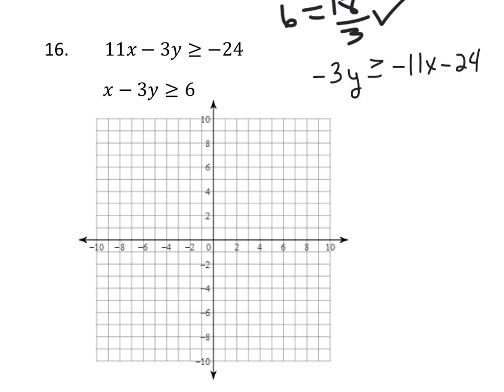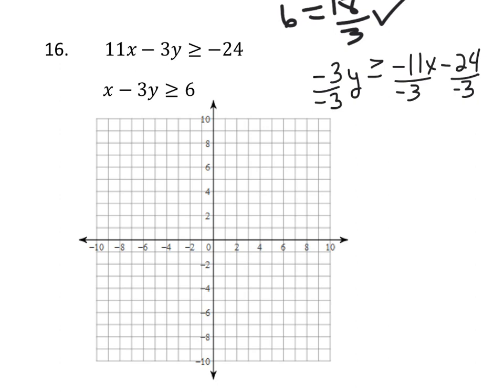All right, so first I subtracted 11x from both sides, and I got negative 3y is greater than or equal to negative 11x minus 24. Now, something happens right here when I divide by negative 3. I'm going to divide everything by negative 3, and it's really important to remember that when you're dividing an inequality by a negative number, the inequality sign flips over to the other direction.